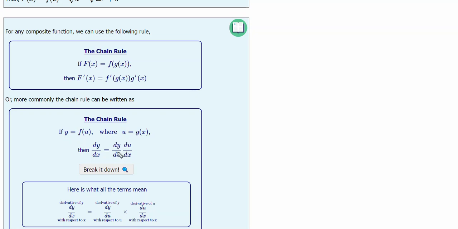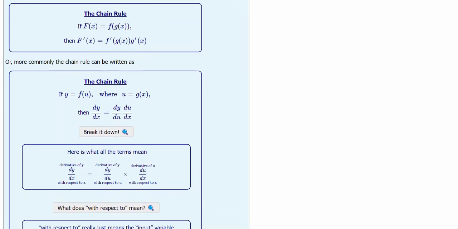Then the derivative of y is equal to dy du. So that was this part. That's saying the derivative of the function with the inside function as the input. And du dx. So that was this part. That's the derivative of g with respect to x. Now I keep saying with respect to, and you're probably not that used to it, so what does that really mean? When we have this written, this is saying the derivative of y with respect to x. That's saying the derivative of y when x is your input, right? That's like saying when I have f of x, that's the input right there.